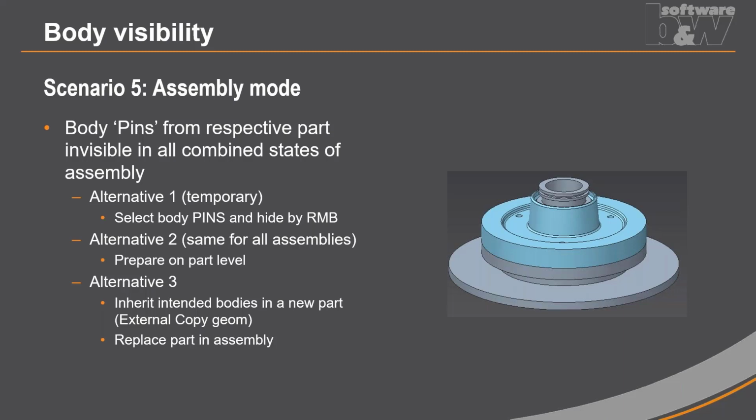Alternative 2, well, it's not really an alternative. You can prepare this on part level, but if you do so, if you assemble this part to multiple assemblies, it in every case will have the pins invisible. So that's not a good idea either. Another alternative is just not using layers for that, but creating an extra part and inheriting the intended bodies through a feature in this new part. I used the external copy geom for this, and I replaced this part in the assembly.